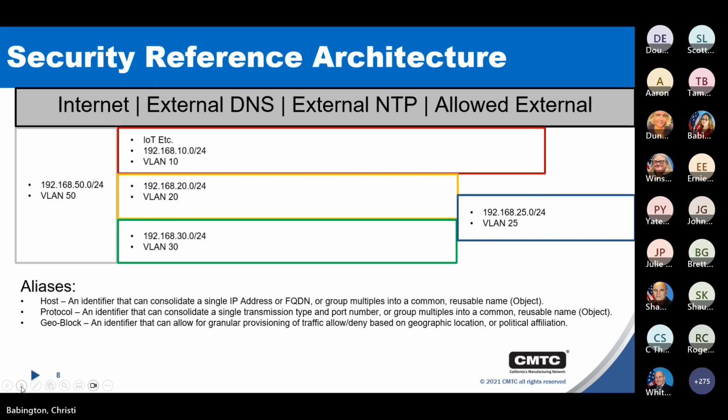I mentioned there is one exception to the rule. What this means is your black zone is the internet up at the top. So you see internet, external DNS, allowed external, and so on. Red can talk to black, red can talk to yellow. Again, it's explicitly defined data flow. It's not like everything in red can talk to everything in yellow. It's what in red needs to talk to something in yellow.